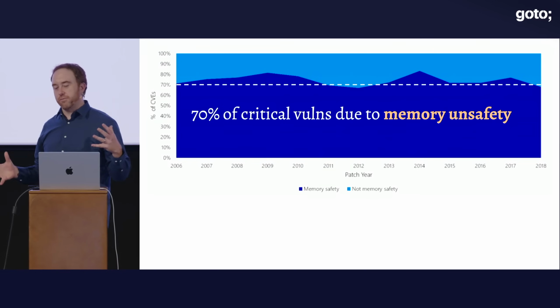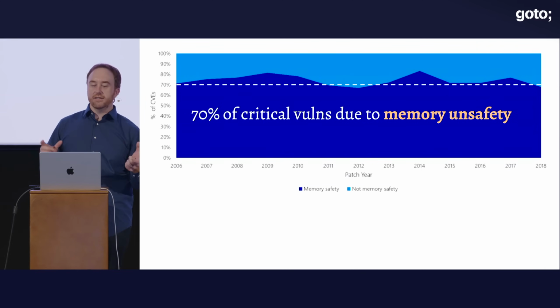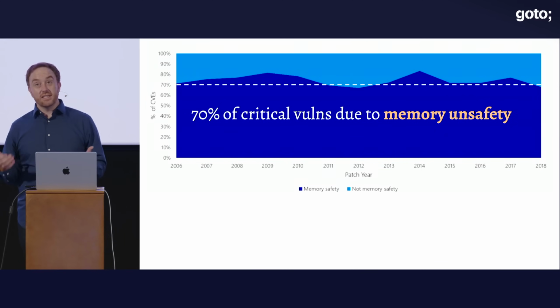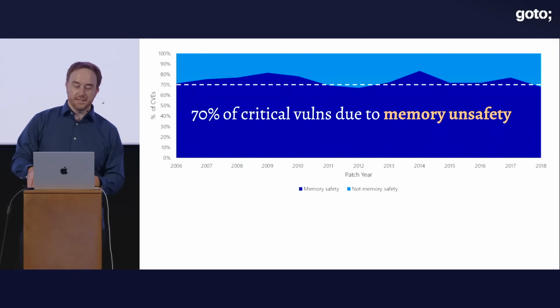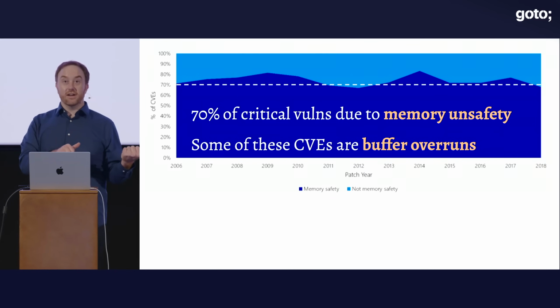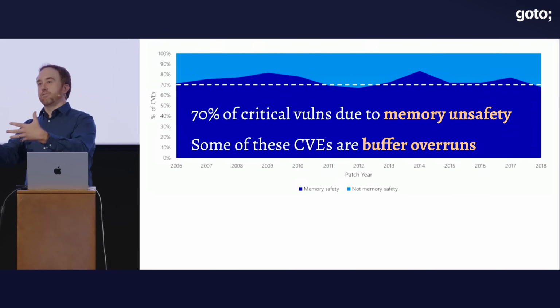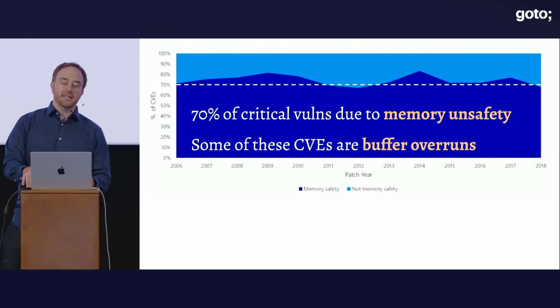So this is a Microsoft report from a few years ago. They looked at critical vulnerabilities reported from about 2006 to 2018 across a whole bunch of different code bases. They found that 70% of these critical vulnerabilities were due to memory unsafety in C or C++. Some of these CVEs are buffer overruns, just like what we saw a second ago. A buffer overrun is where you accessed memory outside the range of an array or a string or something like that that you weren't supposed to access.